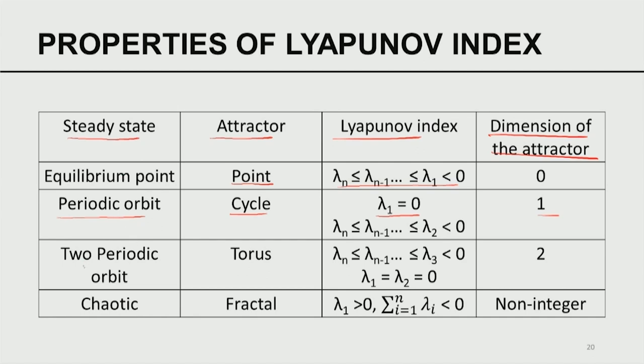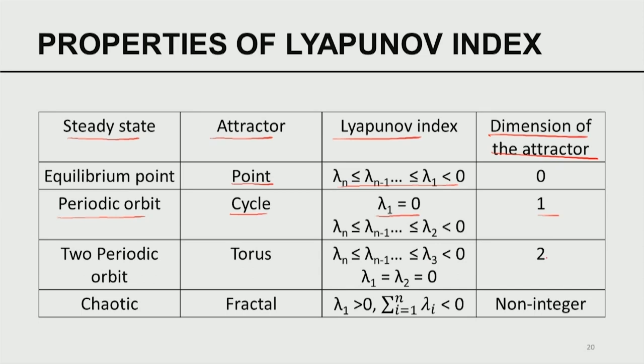If the system exhibits a steady state with respect to two periodic orbits, the attractor is said to form a torus, in which case two eigenvalues are zero and the rest of the eigenvalues are negative.